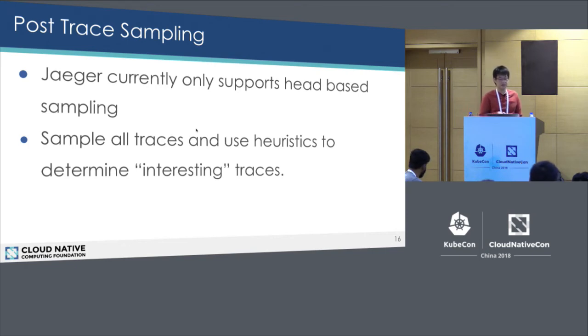With post-trace sampling, we'll sample all the requests and then cherry-pick only the interesting traces based on certain heuristics. These heuristics can be as simple as keeping a histogram of trace durations and then just cherry-picking the P1 and the P99 duration traces, or counting the number of errors in a single trace and only saving those that cross a certain threshold.